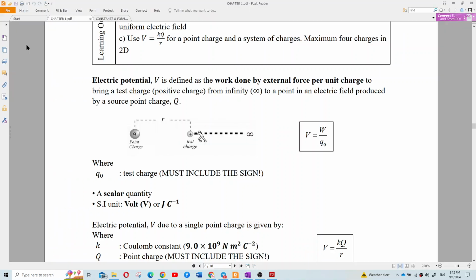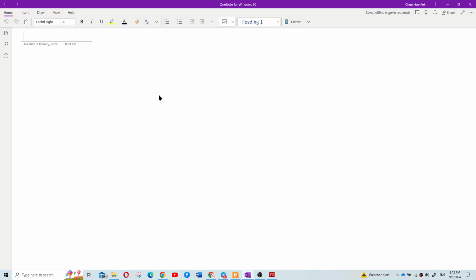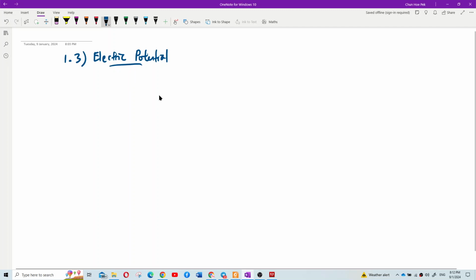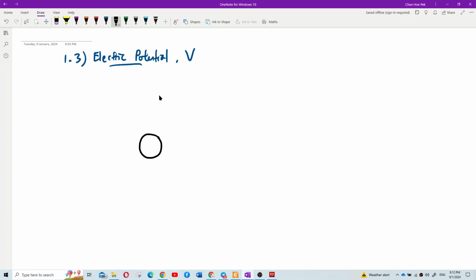What we were talking about is electric potential. We are in 1.3, electric potential. This symbol is V. Electric potential V. Now imagine you have a point charge, positive Q. I just put it as positive Q. This one is what we call the point charge.